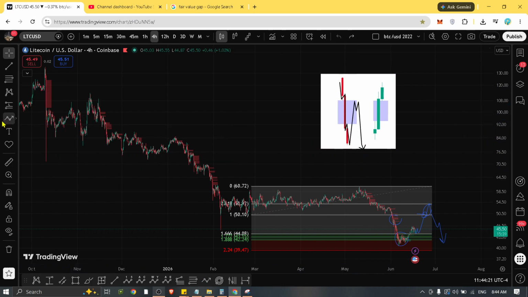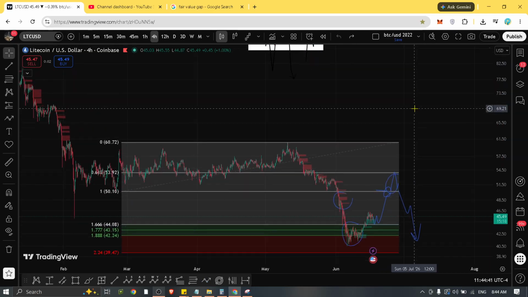Same thing with a rally. You'd have a rally to the upside. All right. You'll create some type of fair value gap. Price action will come back here. That would be your buy zone. And then up we go.